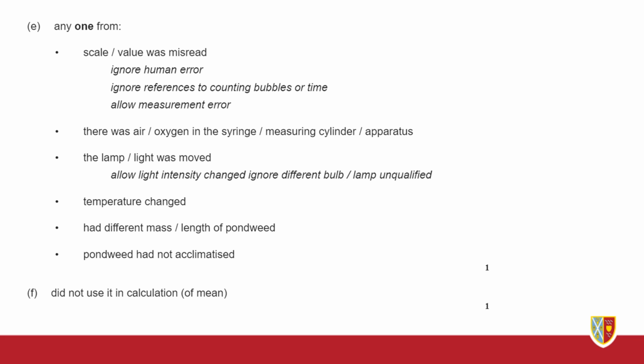Their scale might have been misread. There could have been air or oxygen in the syringe. The lamp or the light might have been moved. The temperature might have changed. They could have had a different mass or length of pondweed if they've changed their piece of pondweed halfway through, or they might not have left it to acclimatise at that point, so they've got a result that doesn't work.